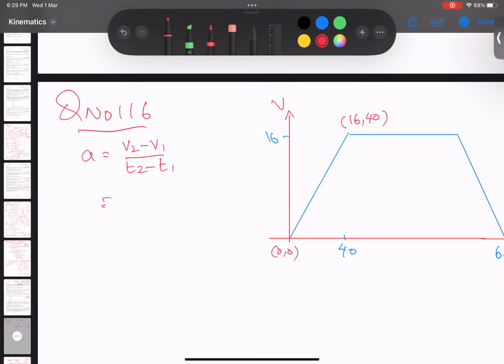Anyway, so V2 is this 40 and V1 is 0. So 40 minus 0 and T2 16 minus 0. This is a way to get the acceleration, and it's just a matter of typing in calculators. 40 divided by 16 is giving us 3.08.